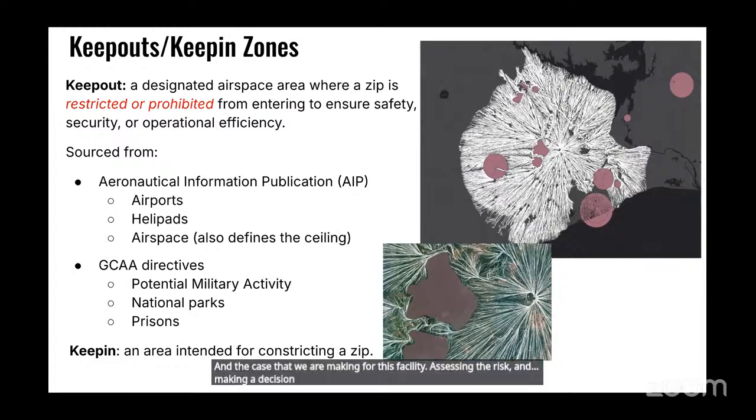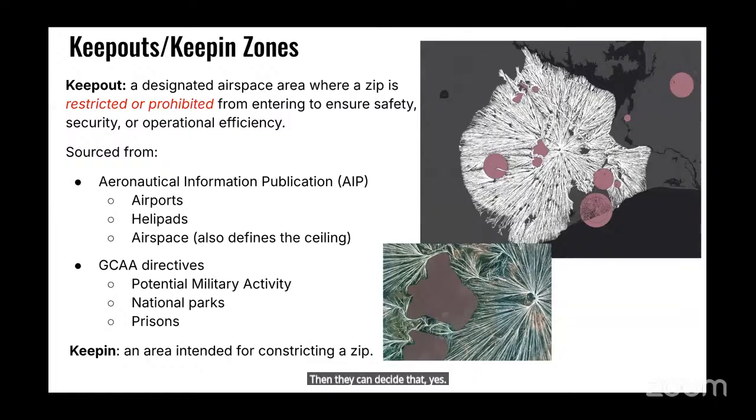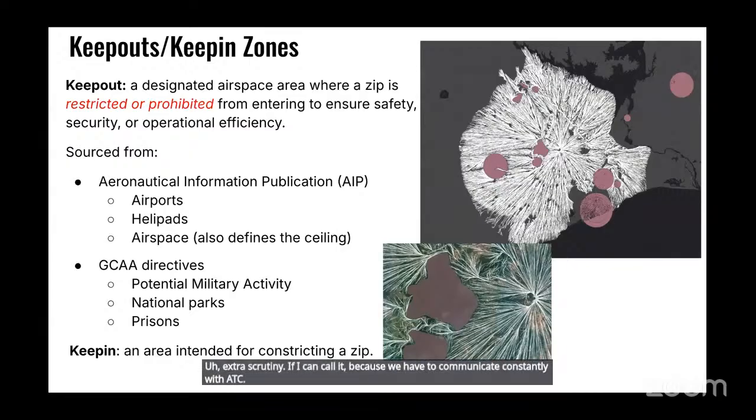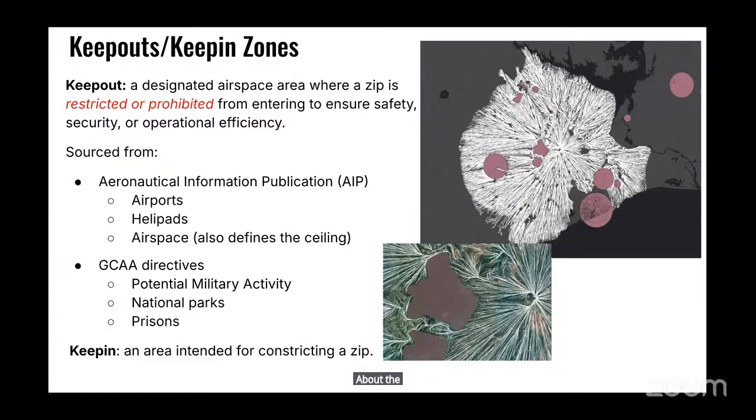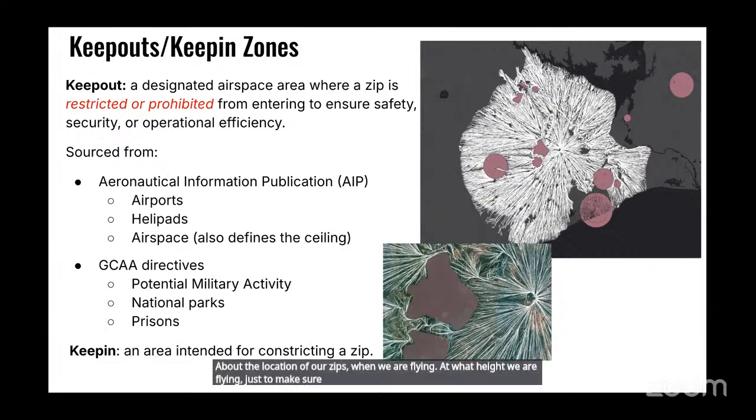So they assess the risk, and if it makes sense, if the risk is worth it, then they can decide that yes, you are allowed to fly into this keep out zone. Those sort of flights would come with extra scrutiny, if I can call it, because we have to communicate constantly with ATC about the location of our zips, when we are flying, at what height we are flying, just to make sure that we are de-risking any collisions with other airspace users.